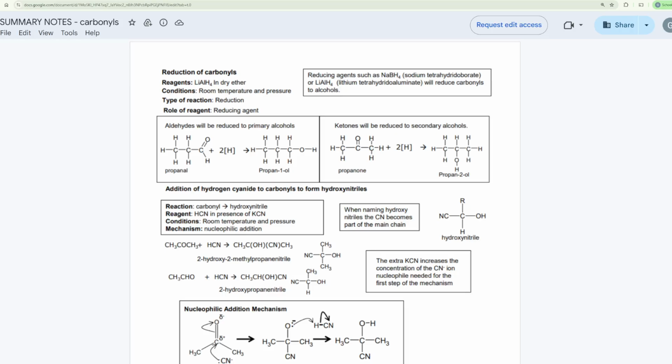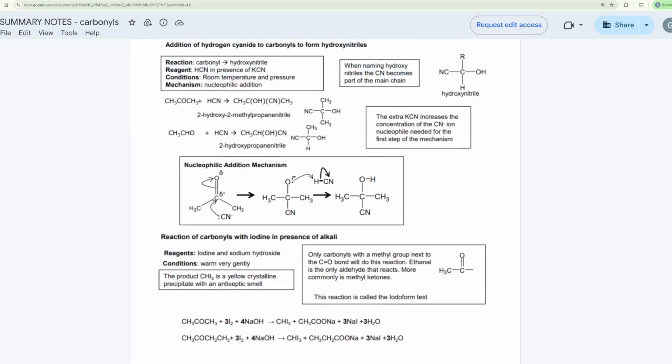Reducing agents such as sodium borohydride, oh, it says right there, sodium tetrahydroborate, or lithium aluminum hydride will reduce carbonyls to alcohols.